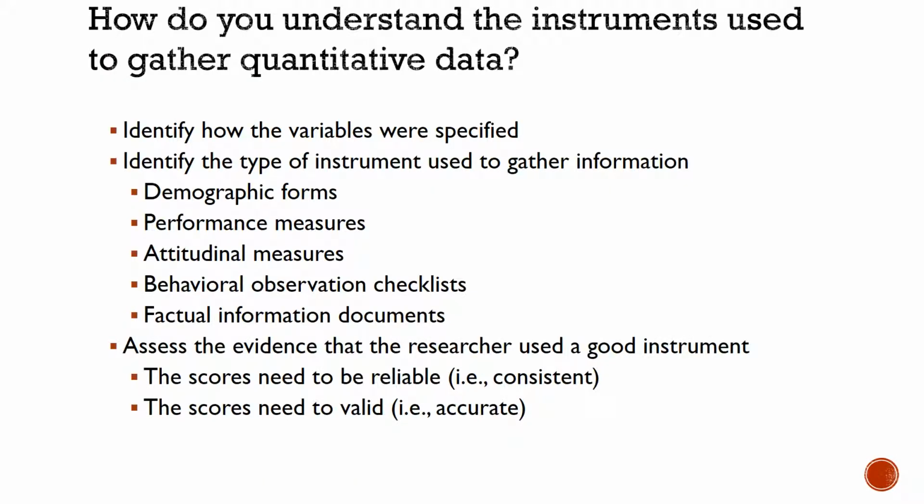In this video, we're going to discuss the validity and reliability of instruments. When we read a quantitative research report, we want to be able to critique the data collection methods that the researchers used. We will consider how the variables were specified and whether or not they were defined appropriately. We'll look at the types of tools used in a study, whether they are demographic questionnaires, measures of performance, attitude scales, and so on. And we'll critique whether or not the researcher has provided good evidence that the tools or instruments that they used were up to the task.